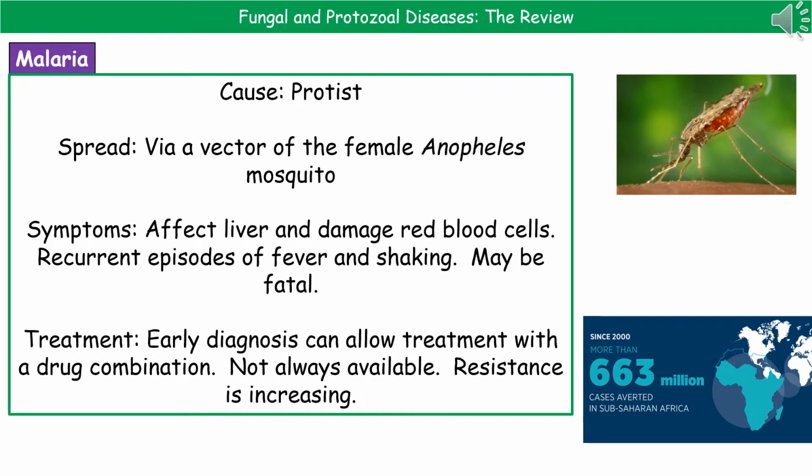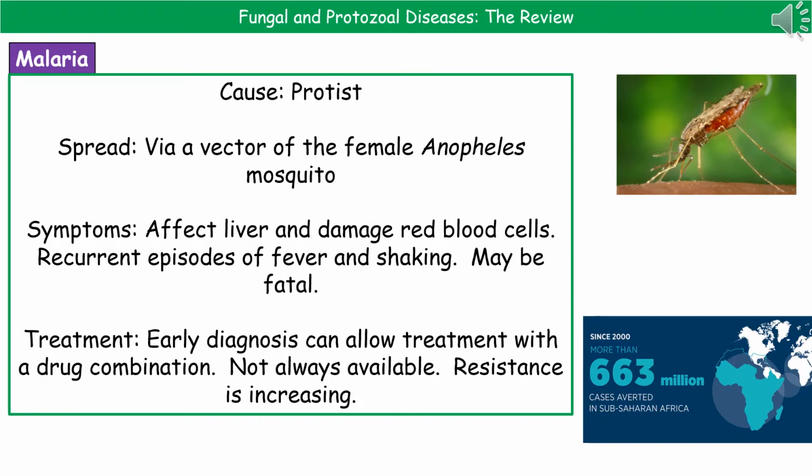If you become infected with malaria, then what you're going to find is it's going to affect your liver and damage your red blood cells. So you'll get these recurrent episodes of fever and shaking as a result of the damage to those red blood cells. And if it's not actually dealt with properly, what we can find is that it can result in death.